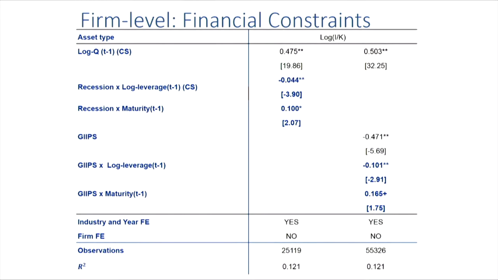So you can see it here in terms of the firm level regressions. So again, we have investment on the left. We have Tobin's Q, which is always strong and significant. But then we have this extra bit here, which is, is your country in a recession? And do you have high leverage? And do you have short maturities? Or I guess here, long maturity.